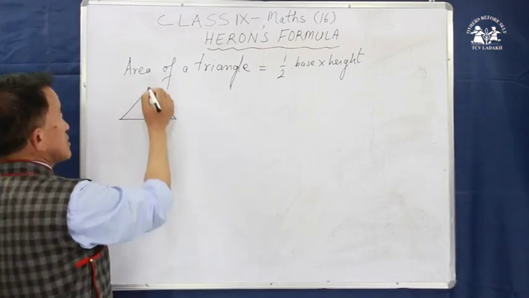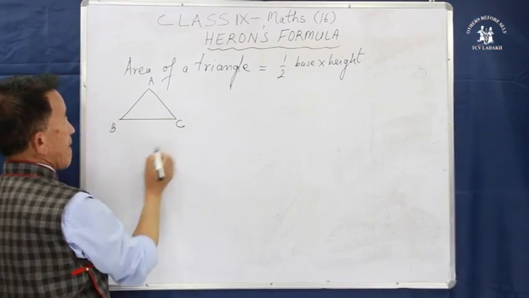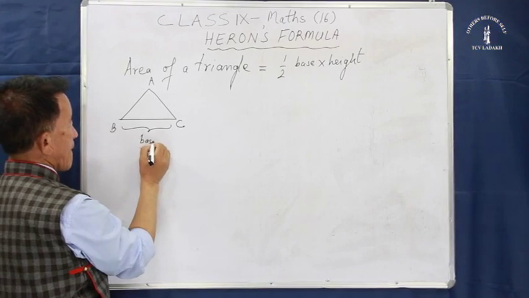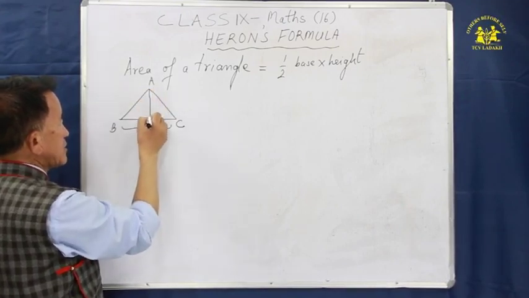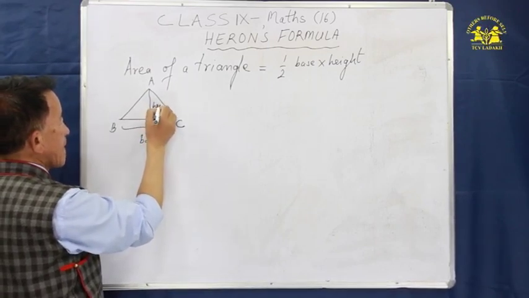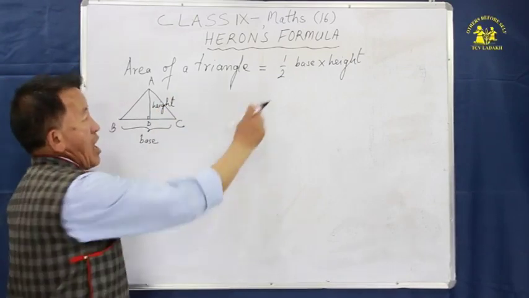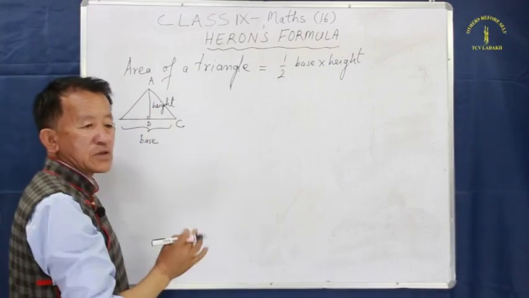In a triangle, suppose triangle ABC, the base and then a perpendicular to it, the height. So half base into height is the area of the triangle.